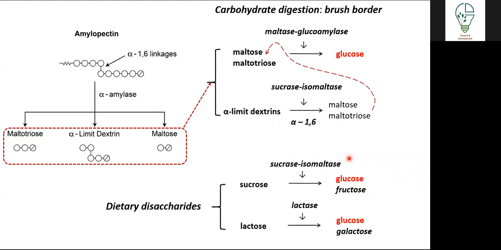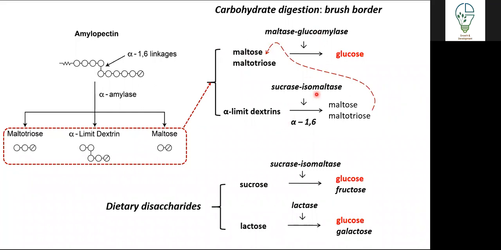Now, what do we do with these maltotriose, limit dextrins, maltose, whatever? This is what we're talking about right now. We have multiple enzymes that can do this work. So we have maltase glucoamylase and sucrase isomaltase.